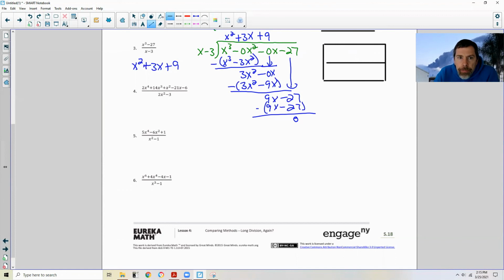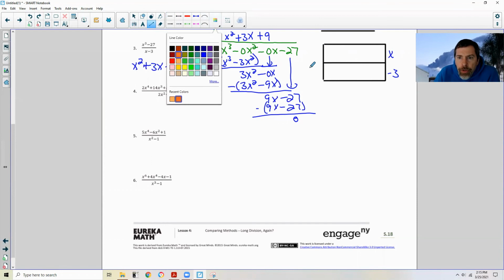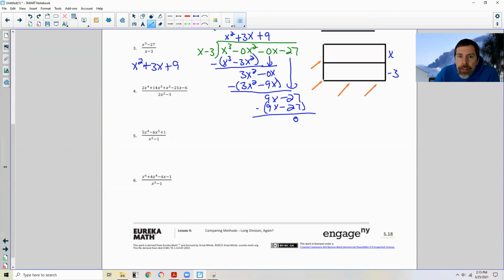So here's our setup. Let me just fix this a little bit. Make it a little neater. Okay. And what am I going to draw out here or write out here? Well, I'm going to draw my x and my negative 3 from what I'm dividing by. And let me get my rays of sunshine going in the opposite direction. How many do I need? 1, 2, 3, 4. So I need another one and another one. That tells me how many columns I need. And that'll do it right there.